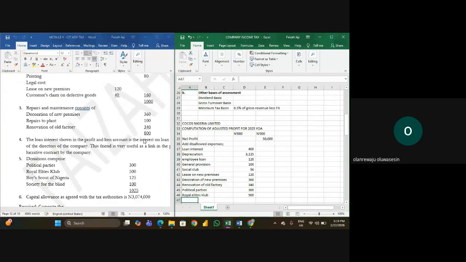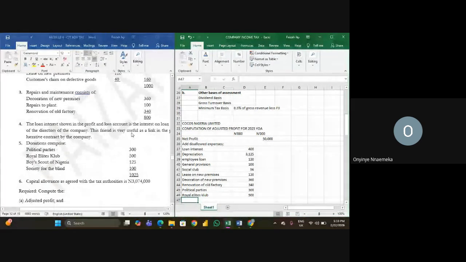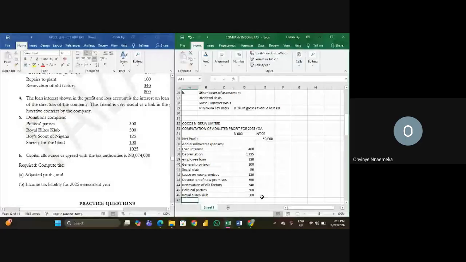Okay. If the person should send it, I'll send it to the WhatsApp group. I'll try to look for it because it's important that you have it. Okay. Thank you. So I think that's all about expenses.